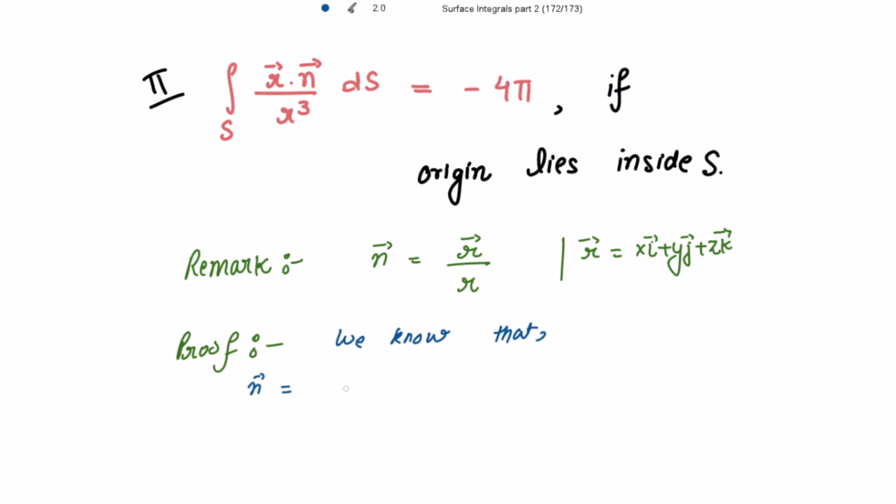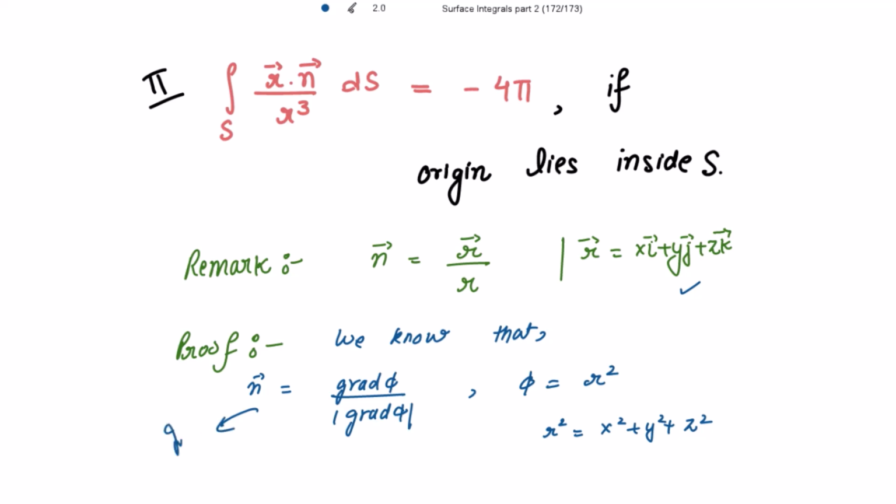what is n vector? It is grad of phi divided by mod of grad of phi, where phi is taken to be r square. If r vector is this, then what is r square? It is x square plus y square plus z square. This is also a very important remark. I have explained this in the previous content at the very start of the surface integrals, right? Please check from there. So n vector is grad of phi divided by mod of grad phi.